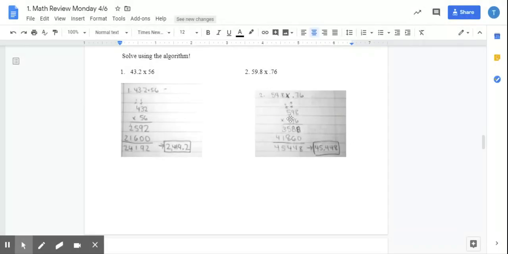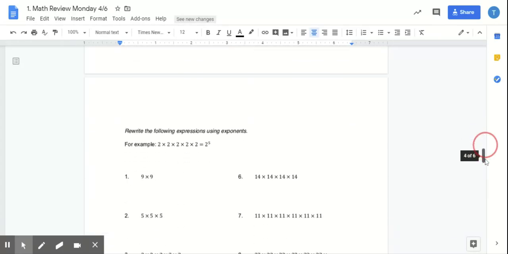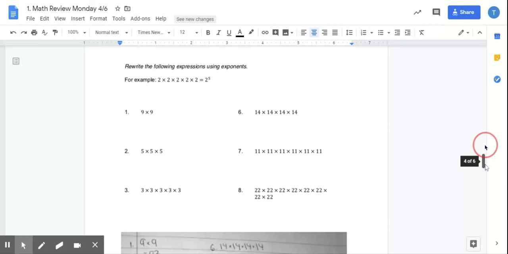All right. And then, of course, a good way to get to your answer is to always estimate. So you should be writing your estimation down and seeing how close you're getting to your answer. All right, let's scroll down.